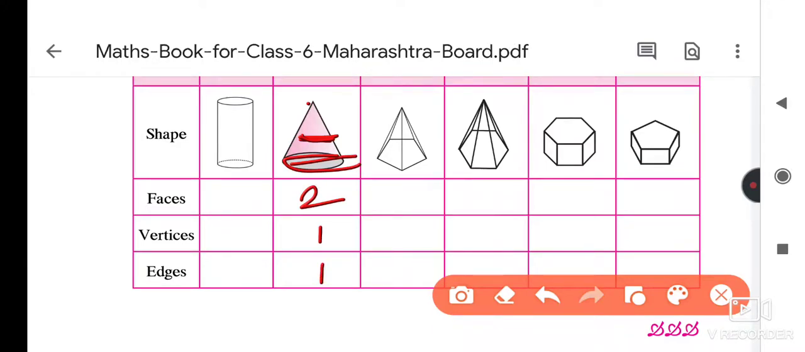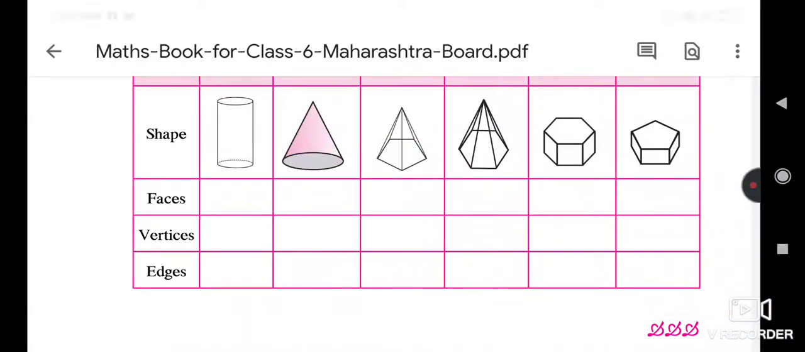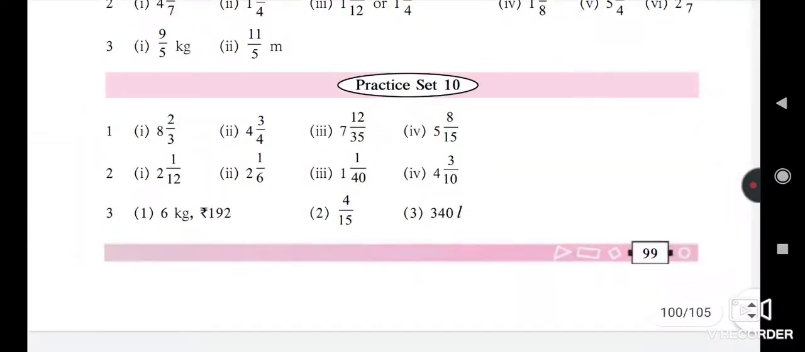Same for the pentagonal prism. These five faces around it and the downside one means it has six faces. Speaking of vertices, how many vertices does it have? 5 plus 1, 6 vertices are there, and how many edges? 1, 2, upside 5 and downside 5, so a total of 10 edges are there. In this way we have to solve the exercise which is given in our book. Now its answers are also given. I will show you with the answers only.